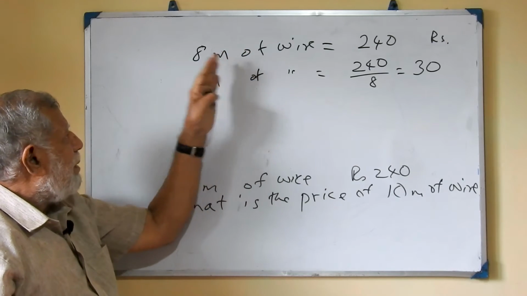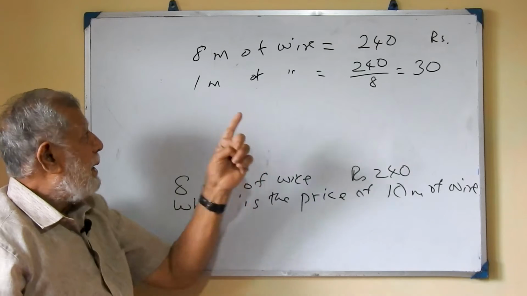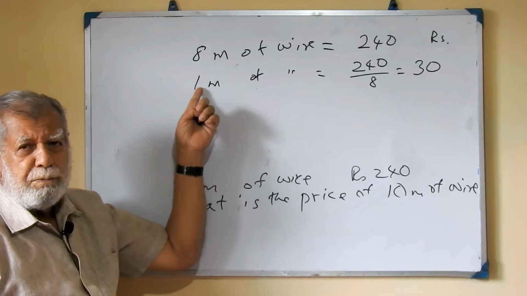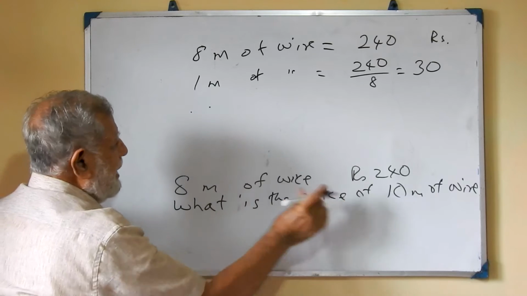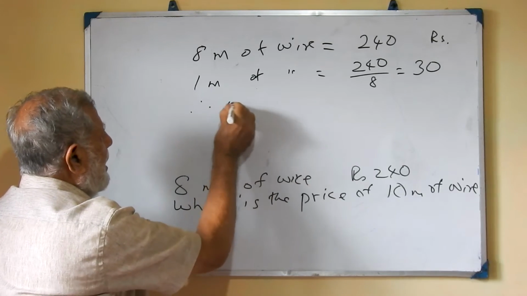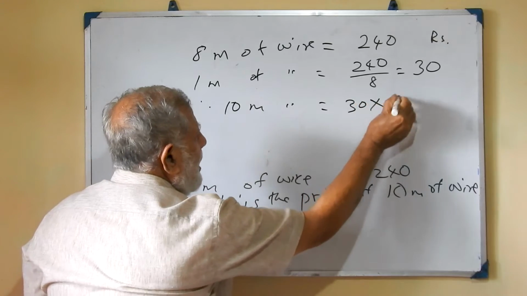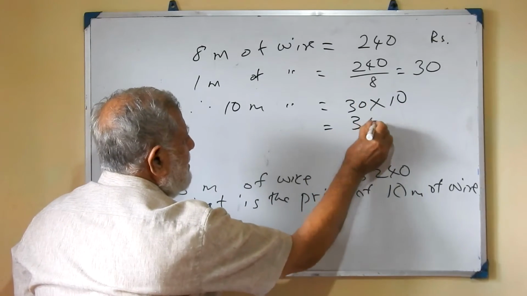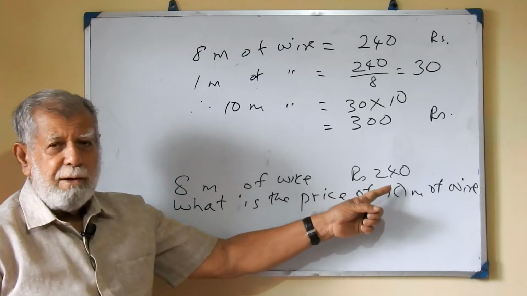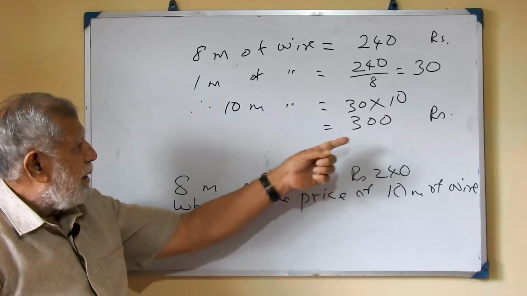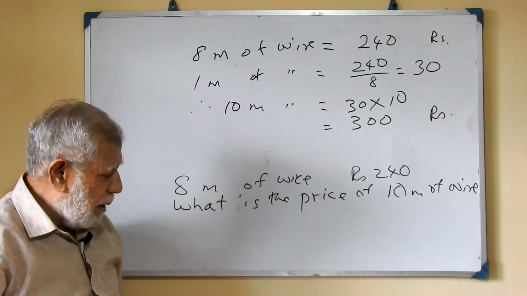What is given comes on the left hand side. What we are going to find is on the right hand side. And here it is meter, the same unit it must be. So 1 meter costs 30 rupees. Therefore, we have to find the price of 10 meters. 10 meters of wire equals 30 into 10, which is equal to 300 rupees. Now can you see, 8 meters of wire is 240, 10 meters of wire is 300 rupees. So when one quantity increases, the other also increases. This is called direct proportion.